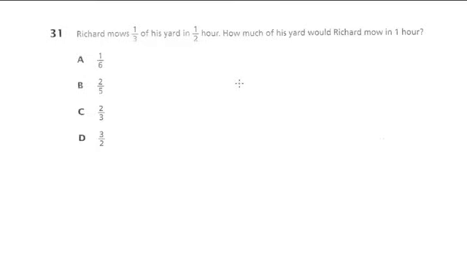Okay, so this is book 2, question 31. Here we're told that Richard mows 1/3 of his yard in half an hour. So that's a ratio right there, a comparison between two amounts. Now, the first number, 1/3, I'm going to write as a numerator for a ratio, because this is a ratio.